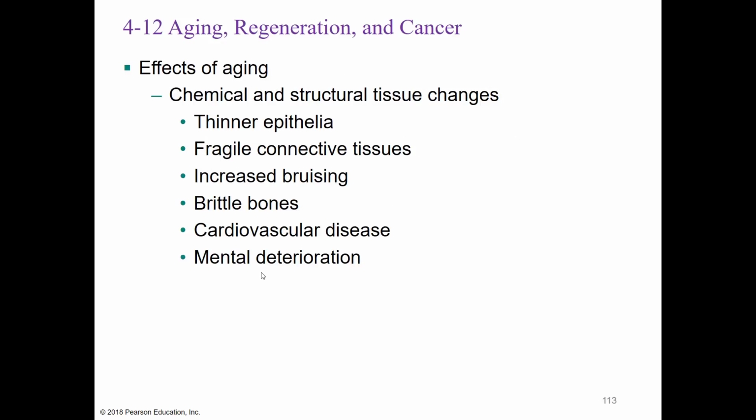The chemical and structural tissue changes can cause thinner epithelia as we age, fragile connective tissue, increased bruising, brittle bones, cardiovascular disease, and also mental deterioration.